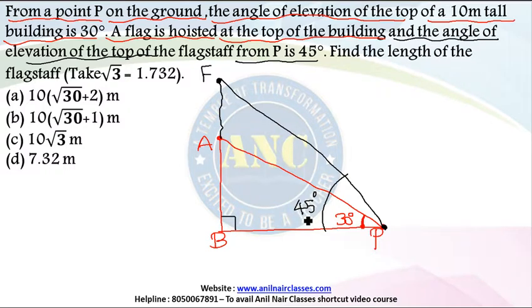Kindly coordinate with me, sir. Find the length of the flagstaff. What is the length of this flagstaff? AF value is what they are asking, and they are saying please use the value of root 3 as 1.732 if needed. Anyway, when that value is given, that means you should use that value. It does not mean only if needed.